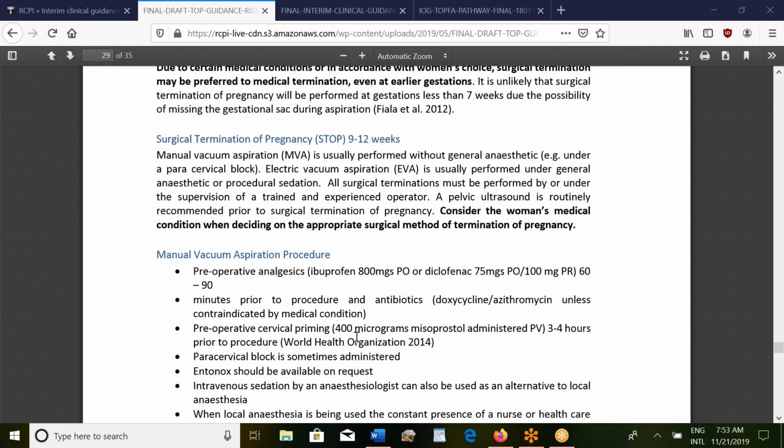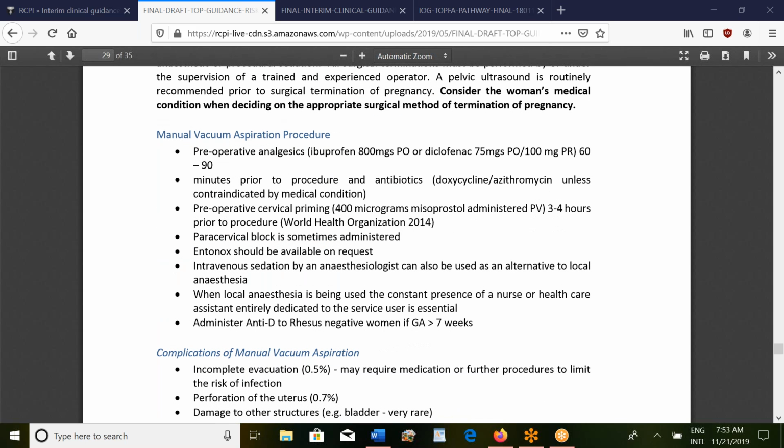A paracervical block can be given, and then what else you can do? If you want to offer this MVA, you will have to give pre-op analgesia like ibuprofen or diclofenac sodium, given about 1 hour to 1.5 hours before the procedure, and you will have to give antibiotics. Which antibiotics are usually used? 500 mg azithromycin or 200 mg doxycycline prior to the procedure, on the day of surgery, right?